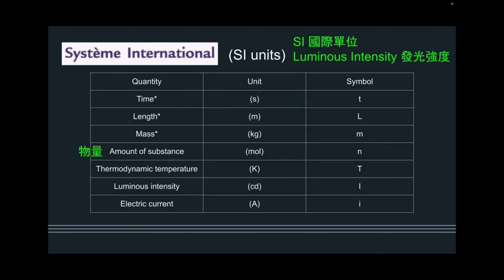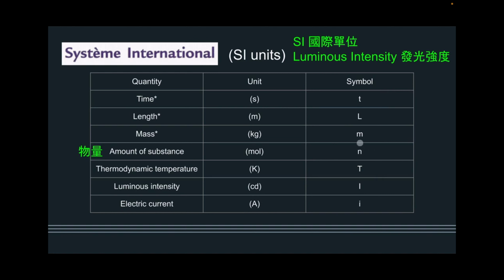So there are 7 SI units. They are time, length, mass, amount of substance, thermodynamic temperature, luminous intensity, and electric current. So it is a symbol of physical quantity here.